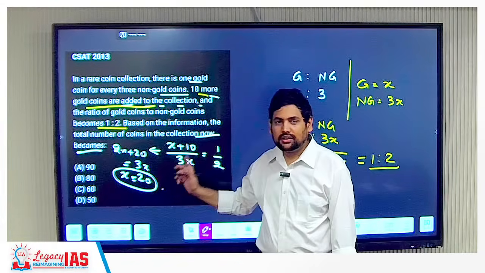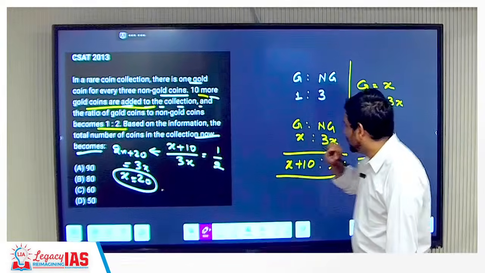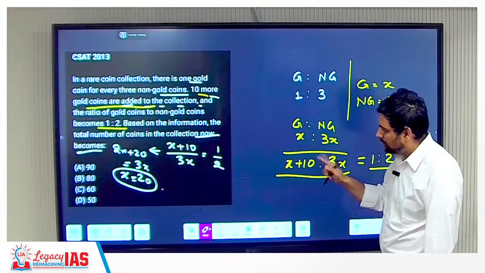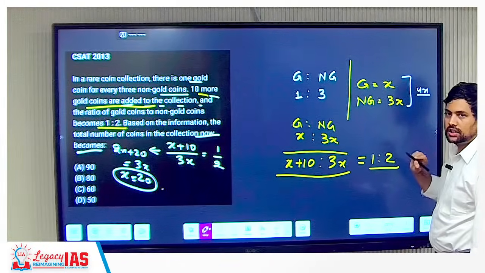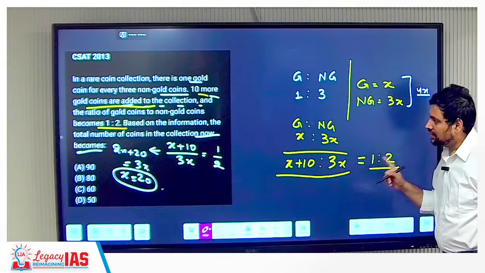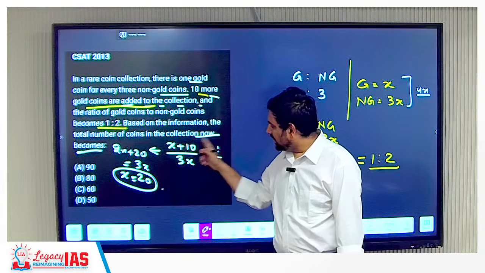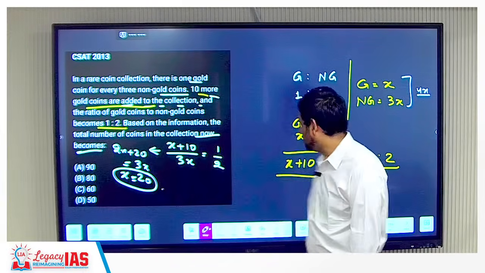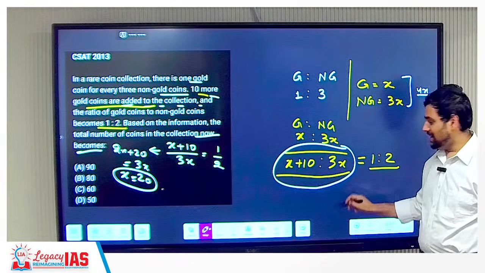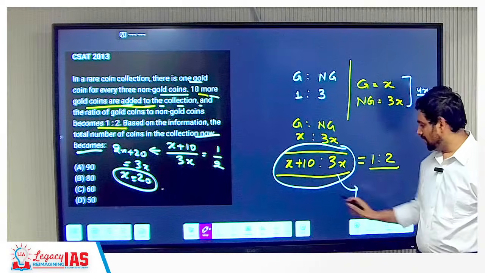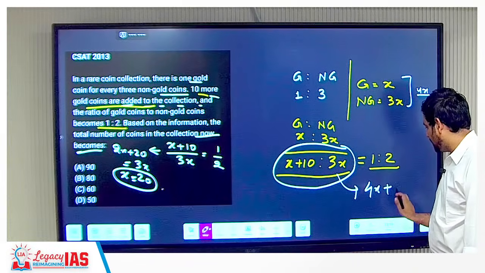This is not the original collection. So the number of coins will not be x plus 3x, which is 4x. This will be wrong. It is asking you the number of coins in the collection now. What is the collection now? Collection now is 3x plus x, that is 4x, plus 10, so it is 4x plus 10.